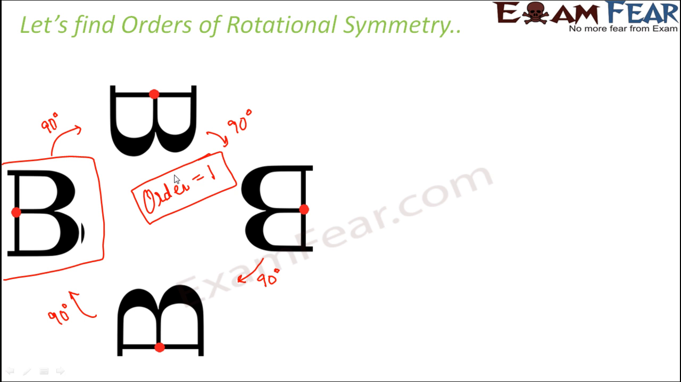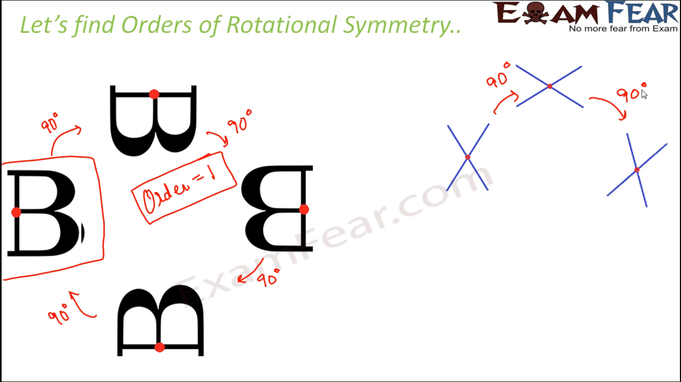Let us take the example of this cross. This example also we had taken before. So this is the original position. Let us rotate it by 90 degree in the clockwise direction. So we come to this position. Let us again rotate it in the clockwise direction by 90 degree and we arrive at this position. When you further rotate it by 90 degrees, you arrive at this position, and on further rotation of 90 degree, you come back to the same position.